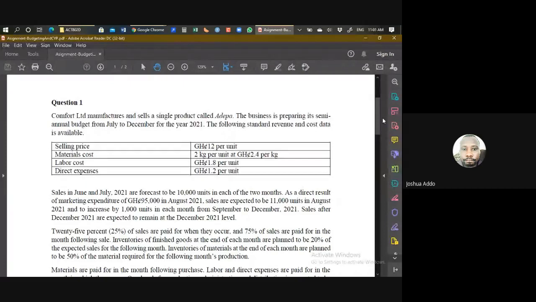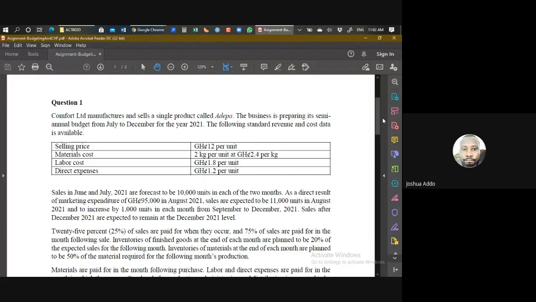Yes, sir. Please, sir, what about competitors? Can that one also... Exactly, what competitors are also doing. What competitors are doing will affect your ability to sell. So you have to put all of these issues into consideration before you say, okay, I think I can sell this much next month and that much the other month.